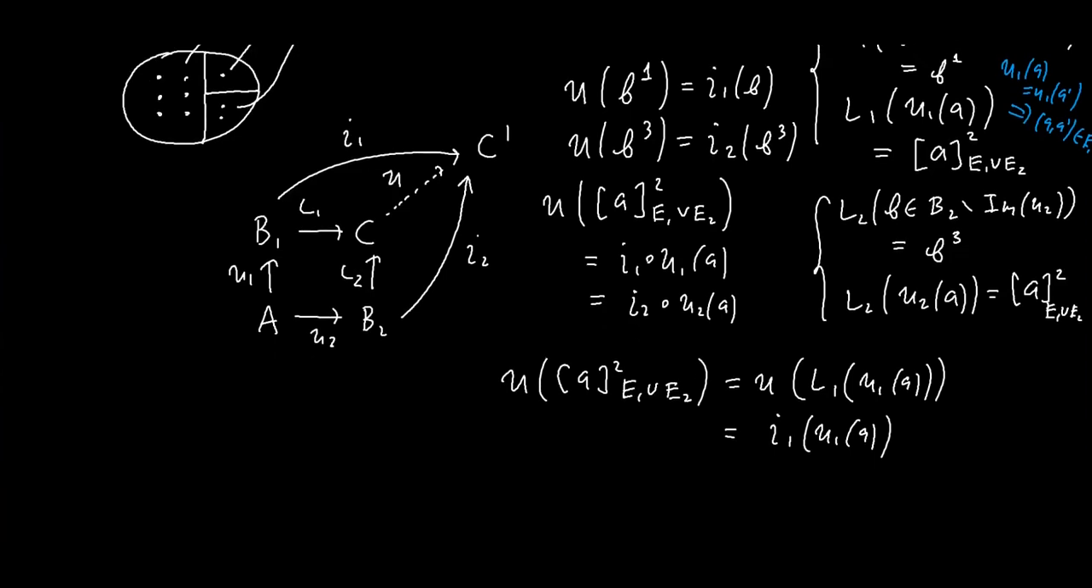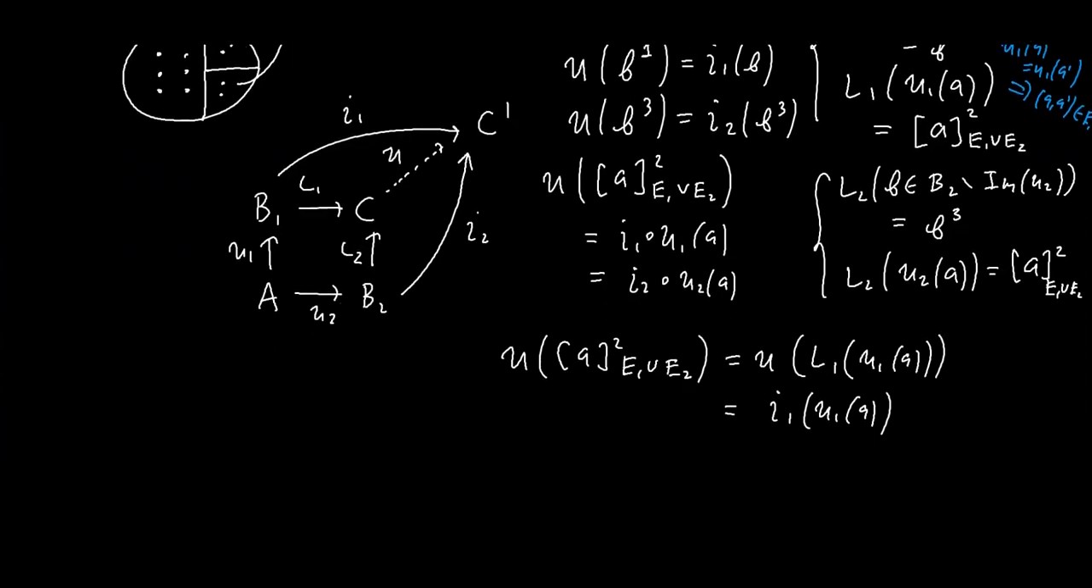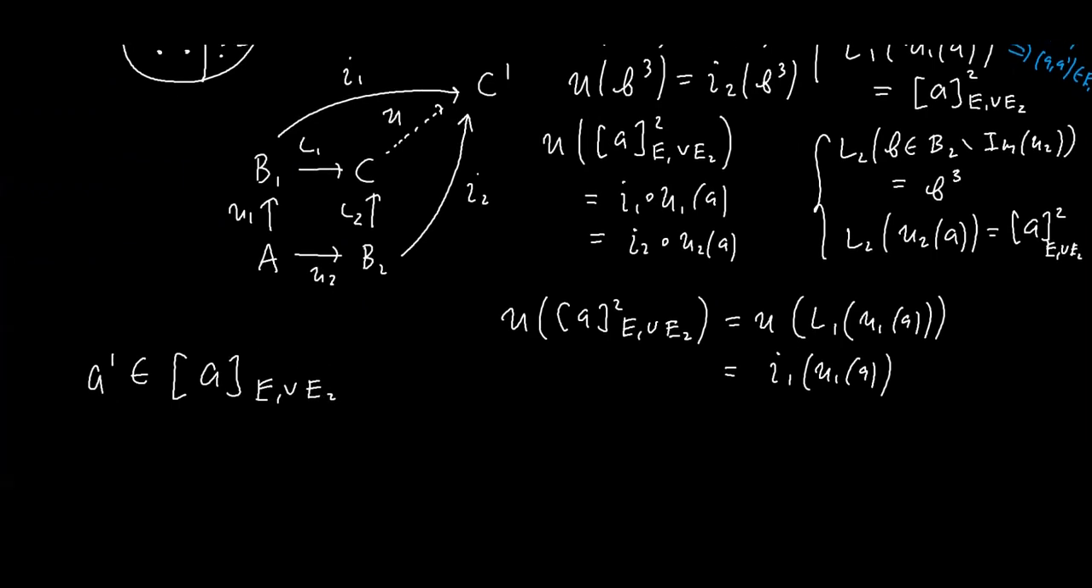Okay, so how do we know that U is well defined this way? I need to now take another representative of the same equivalence class and check that U will give me the same value. So let A prime be another representative of the same equivalence class. If I had operated U in terms of A prime, I would have gotten the answer I1 composed with U1 of A prime, right? I want to know that this is equal to I1 composed with U1 of A.